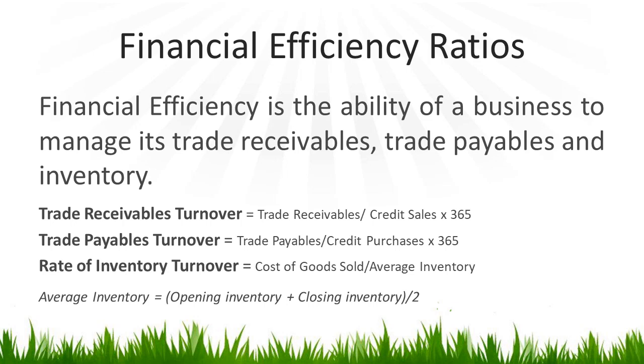Sometimes you have to satisfy your suppliers and pay them off on a cash basis, or take as little time as possible, but we are talking about it theoretically. If the period of payment is between 3 to 6 months, it is considered feasible. So the formula is trade payables turnover is equal to trade payables over credit purchases into 365.